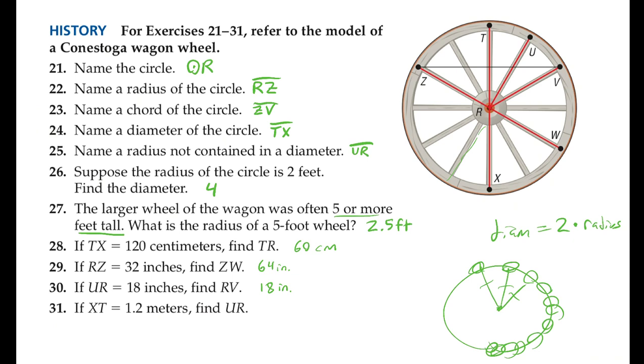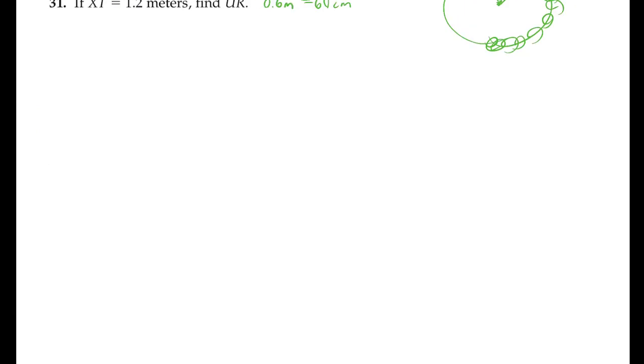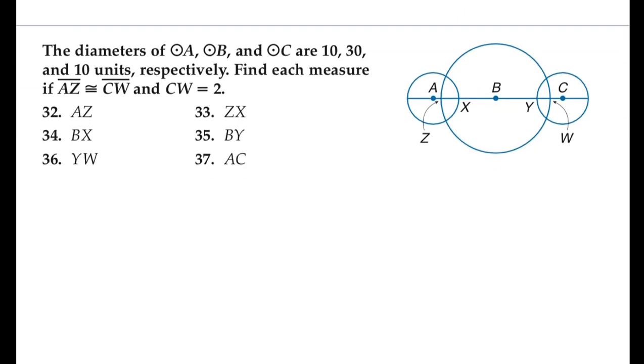So XT is 1, so XT, that's the diameter. Find UR, let's find the radius, we just divide it by 2, 0.6 meters. Which is the same as 60 centimeters. Okay, notice these are actually the exact same question. Interesting. All right. Whoa, I like it.